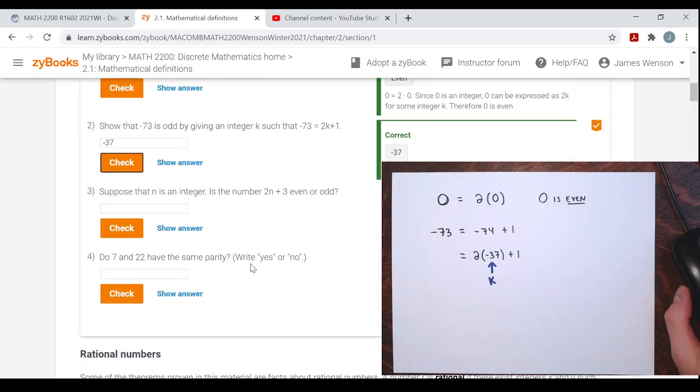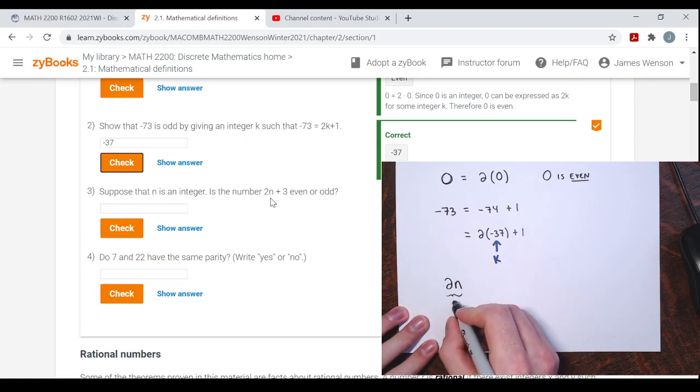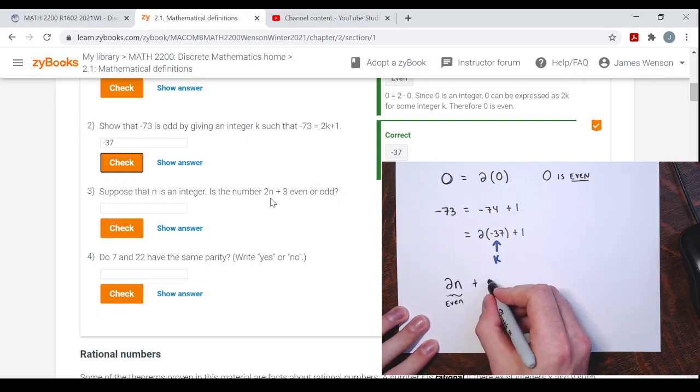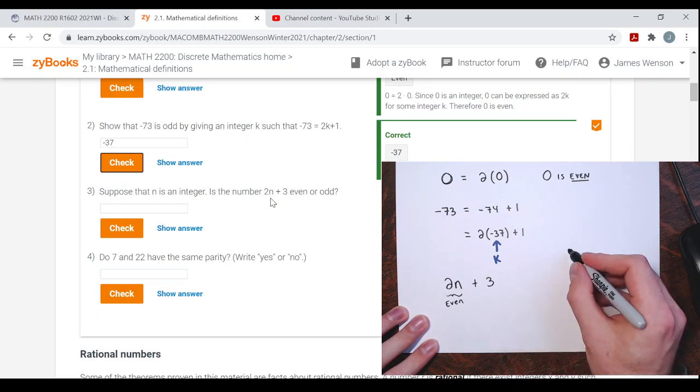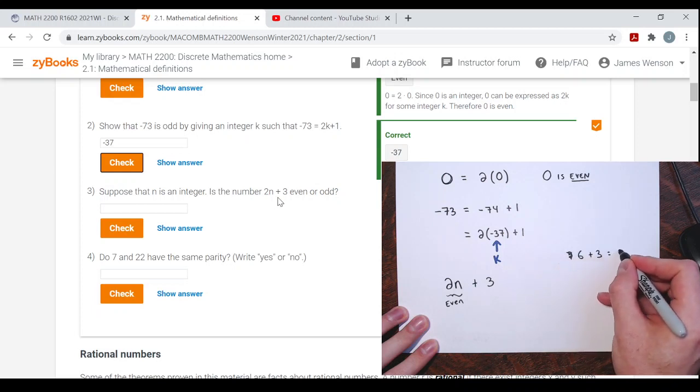Okay. The next one. Suppose that n is an integer. Is the number 2n plus 3 even or odd? Think about it. If you take 2 times n, that's going to be even. And then what we're doing is adding 3 to it. Think of any even number, 6. Add 3 to it. You get 9, that's odd.